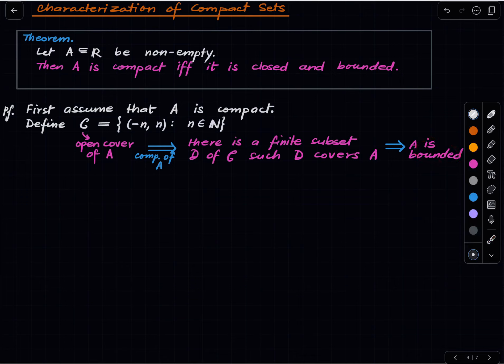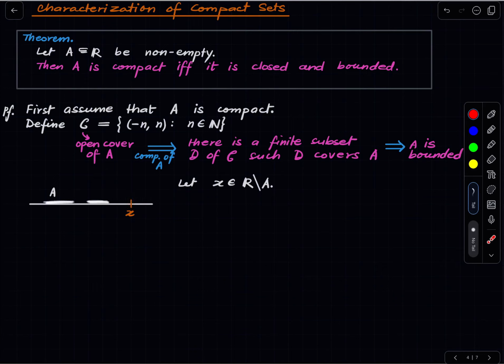Fine, now we show that A is closed. To that end, let's draw a diagram. This is the entire set of real numbers, and here somewhere we have our set A. To show that A is closed, we pick something outside A. Let's say x is outside A. To show that A is closed, we need to show that there is some open interval around x which is disjoint from A.